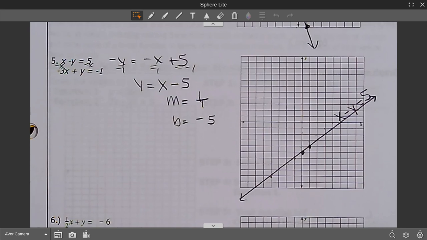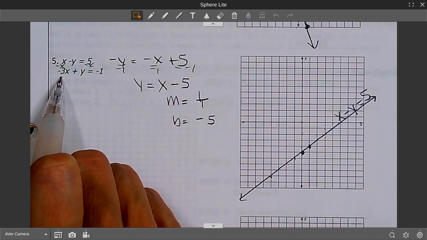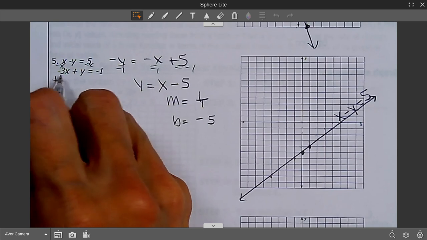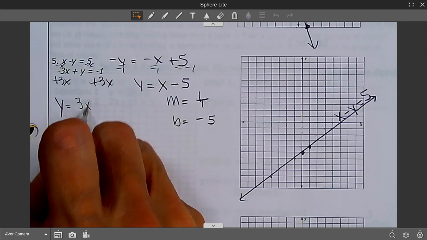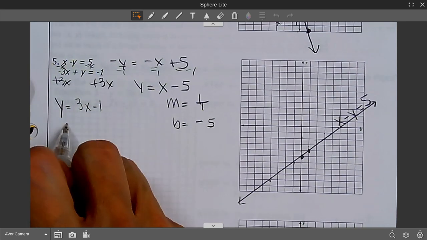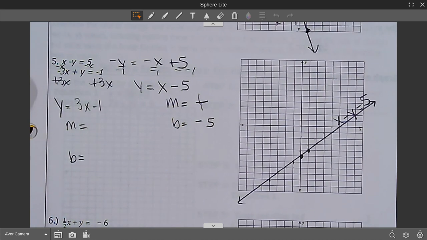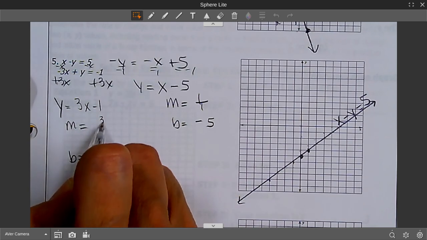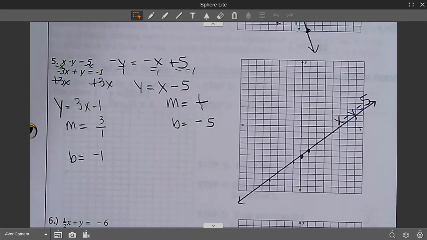What do we have to do to the second equation? It's in the wrong format. What should we do? What's the opposite of negative 3x? So we're going to put plus 3x on both sides. My y is now alone. I have 3x minus 1. Find your m, find your b. What's your m? And your b? Negative 1. So graph that.